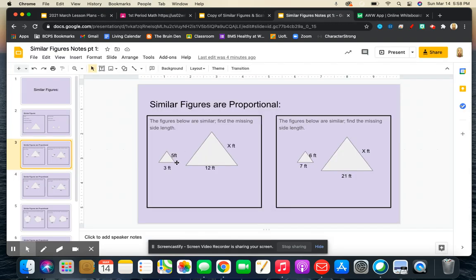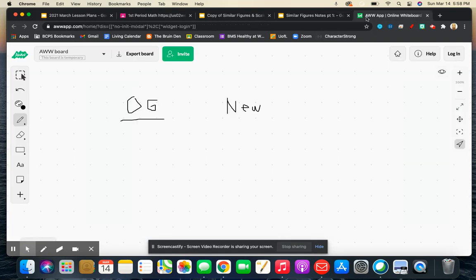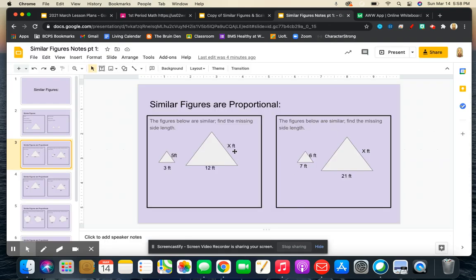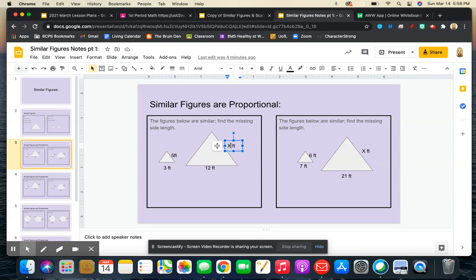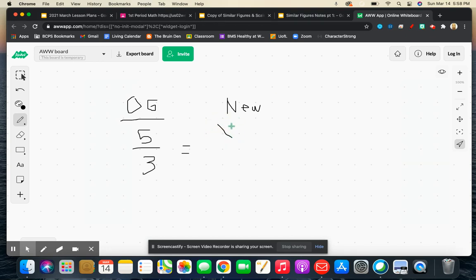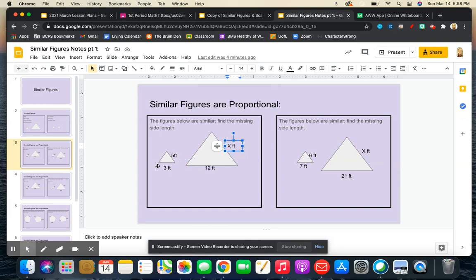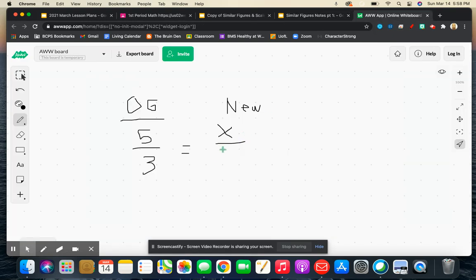So if we go back, this one had this side being 5 feet and our base of 3. So we're going to have 5 over 3 equals our second triangle of x over 12. And you want to make sure that since x and 5 are in the same spot, x and 5 are going to be across from each other. Same thing with 3 and 12. They're in the same spot on this triangle, so they also get the same position.